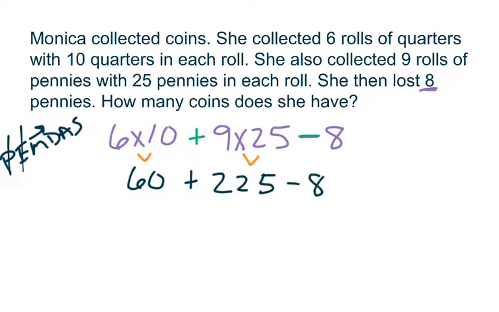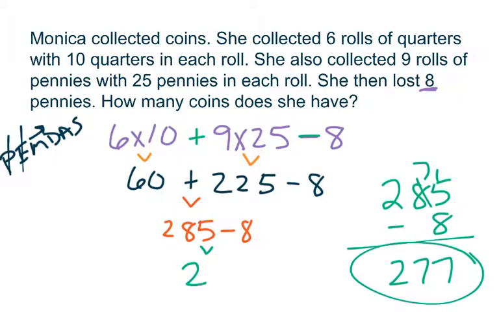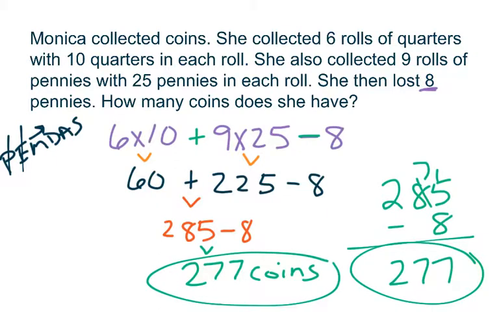And then I'm going to subtract my 8. I'm going to go ahead and add these two pieces together first, and I would get 285, and then subtract 8 from there. So when I go ahead and subtract my 8, I would want to make sure that I write my problem off to the side to make sure I'm subtracting correctly and I'm regrouping when I'm subtracting. And I would get 277 coins. That's how many coins she has.